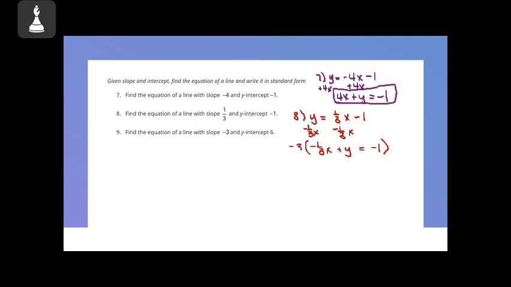So negative 3 times 1/3 is now just 1x. Negative 3 times y is negative 3y. And negative 3 times negative 1 is now 3. It is okay for the y term to be negative. It's just the x term that cannot be negative.